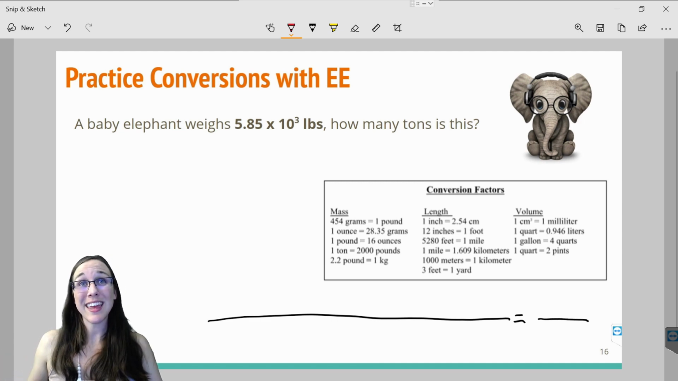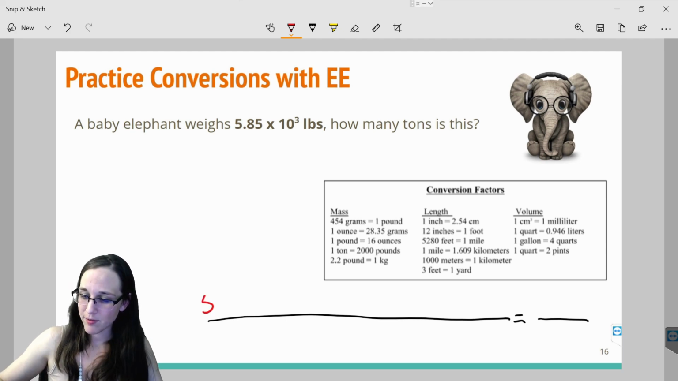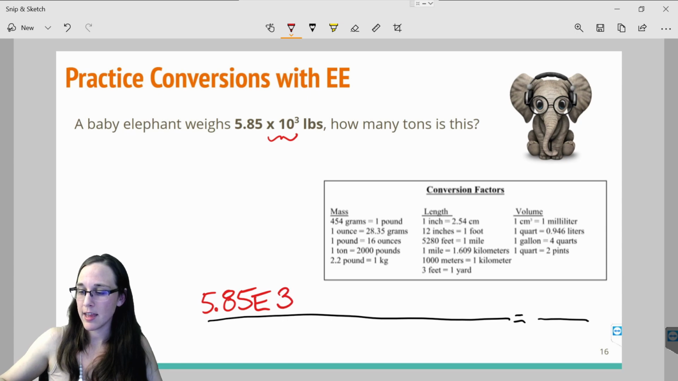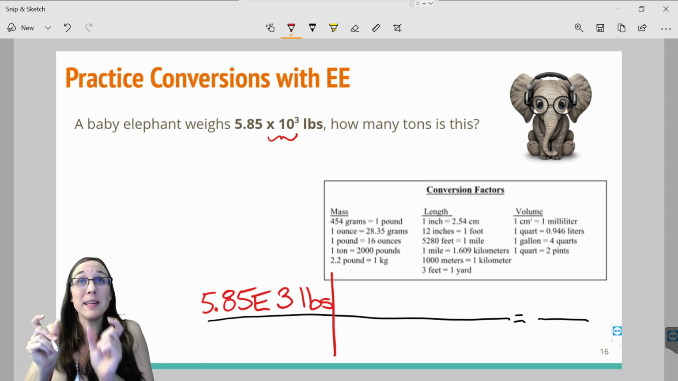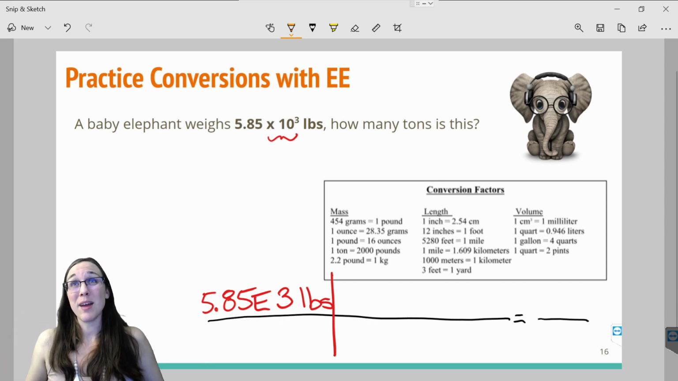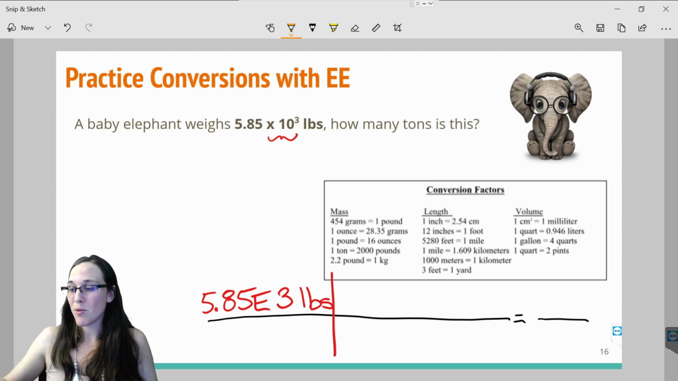We need to know what they gave us. They gave us the weight of a baby elephant, 5.85, and now I'm just going to again say E3 to replace this whole bit right there. E3 in pounds. Don't forget your units, and I draw that line just to separate the two, to separate our domino pieces from each other. And now I need to write what they want from us. What is it they're looking for us to calculate? They want us to calculate how many tons that is. That's going to go at the end of our line.